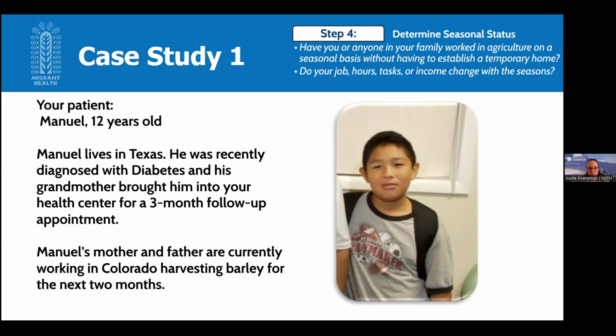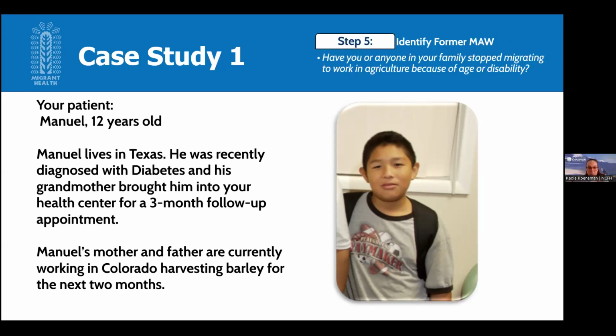Okay, so now we'll move on to step 5. Has this patient or anyone in this patient's family stopped migrating to work in agriculture because of age or disability, based on the information that we have? Okay, so no's, all no's.